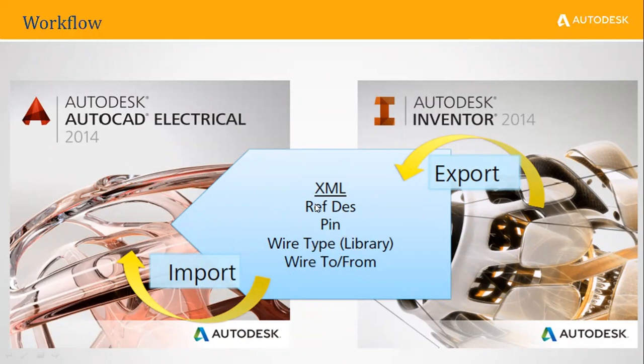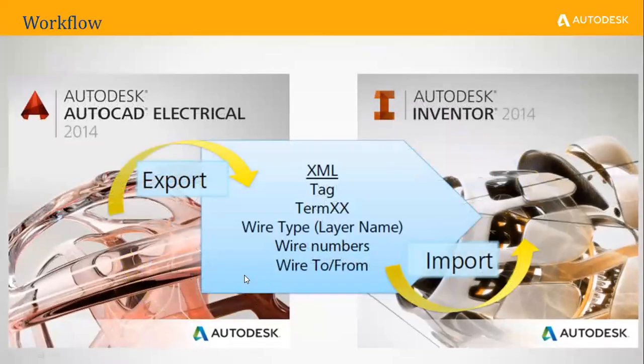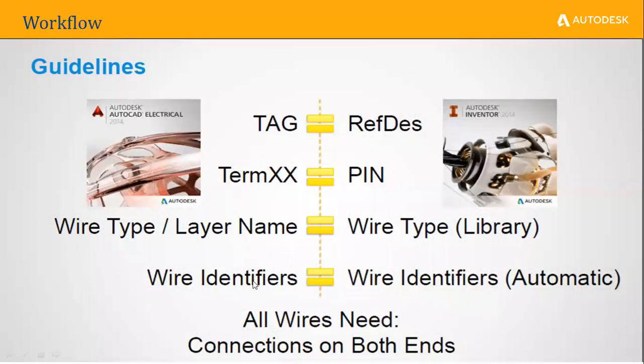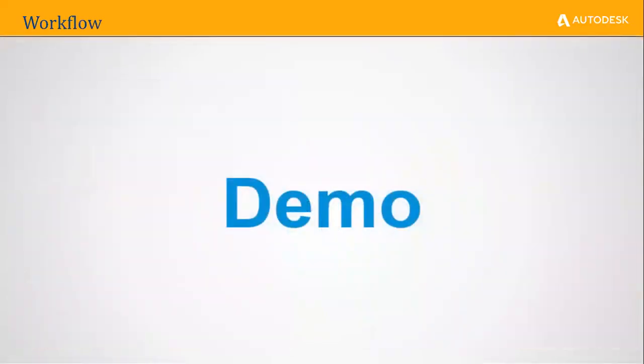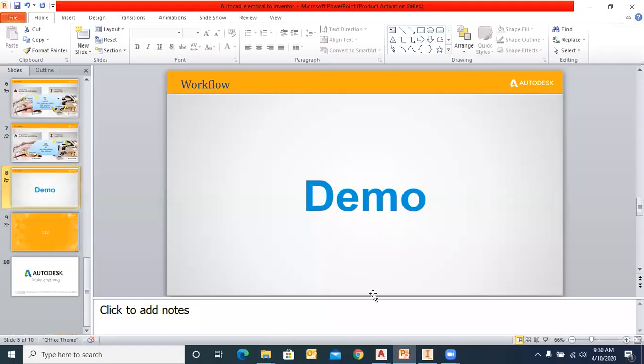Okay, so make sure we have given all these things in Electrical before exporting to the Inventor interface. Okay, so now let us see how to do that, how to connect both these things.